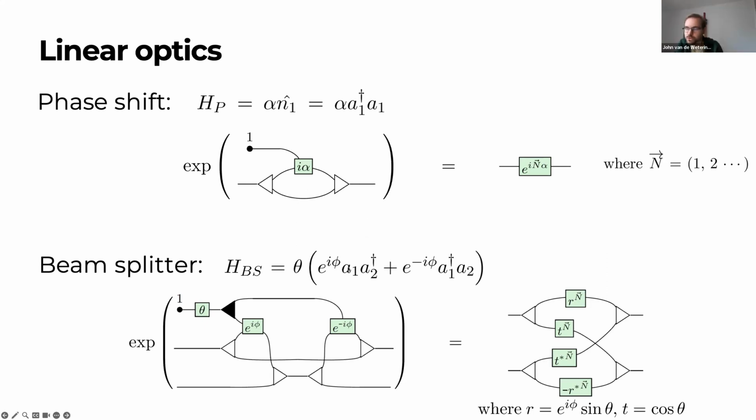Mm. So you're using this outside information at all? Well, you know what the Hamiltonian is, so we know what the exponentiation should be. Yes, in a sense, yes.